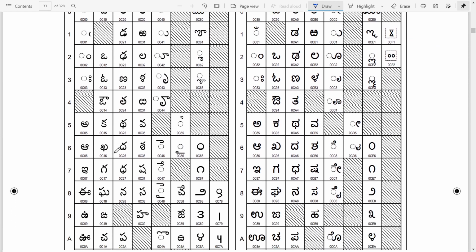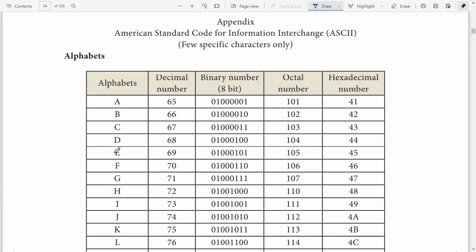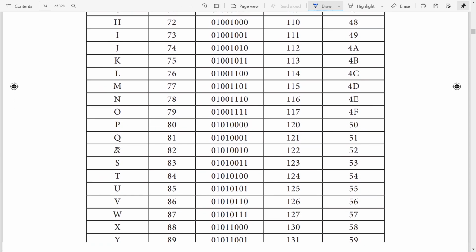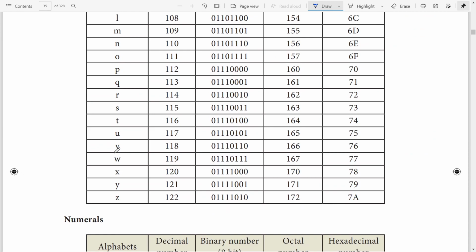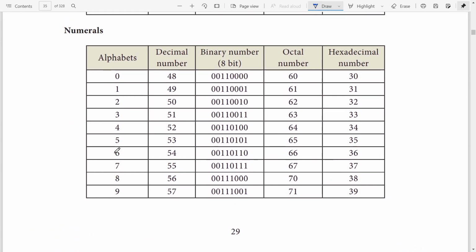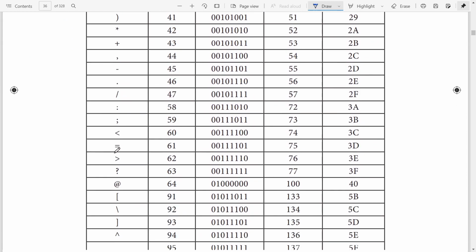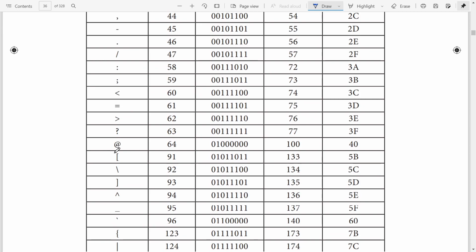For Telugu and Kannada. And for alphabets, the decimal value, its binary number, octal and hexadecimal. So go through it. For numbers: decimal, binary, octal and hexadecimal, and for special characters. Okay, with this your chapter 2 is over.